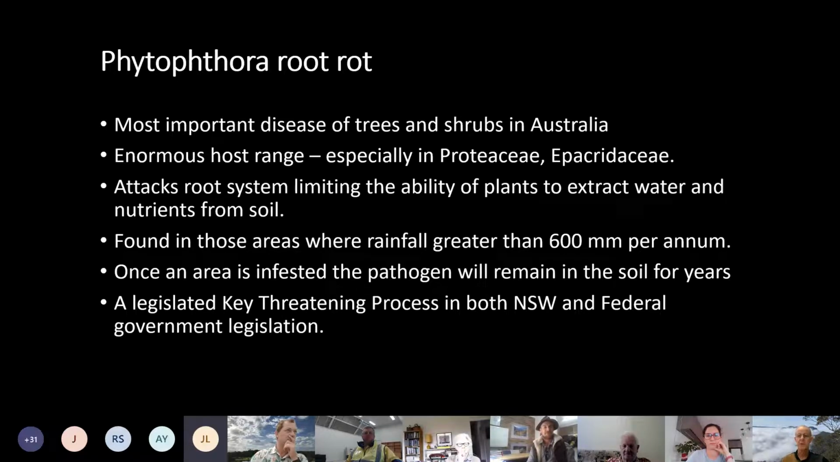God only knows what it's doing at the moment up and down the east coast of Australia. I try to avoid the word unprecedented, but it's amazingly wet in those soils, and you can just imagine the movement of these pathogens through them. It's a pathogen that will hang around in soil for many, many years once it's been introduced. So if you get the pathogen into your collections, into your gardens, it's a problem that you have to deal with for a long period of time. And it's, of course, a key threatening process in a number of legislations now.